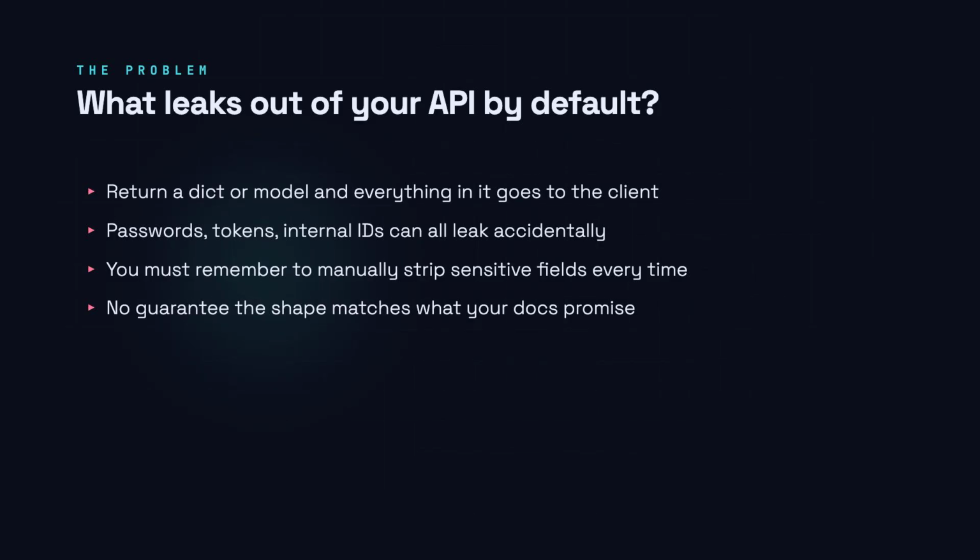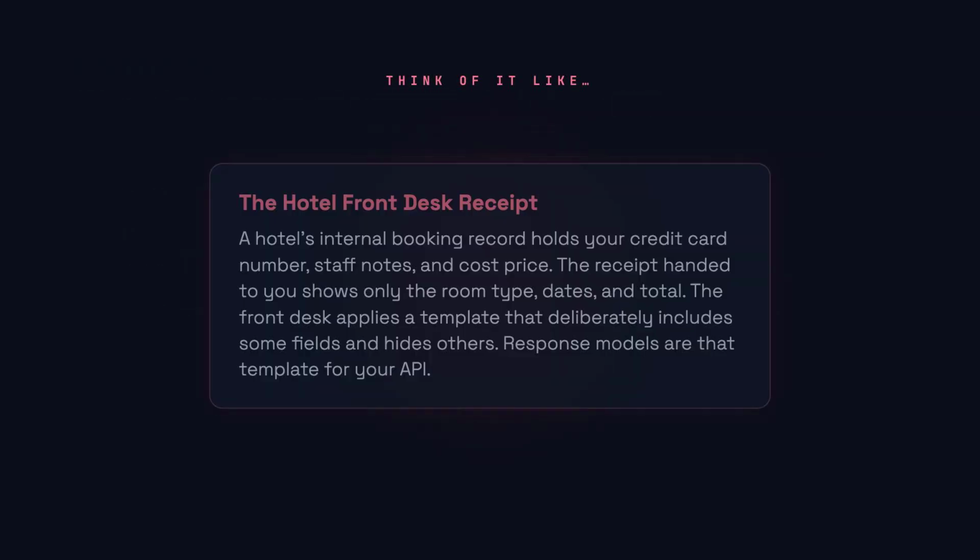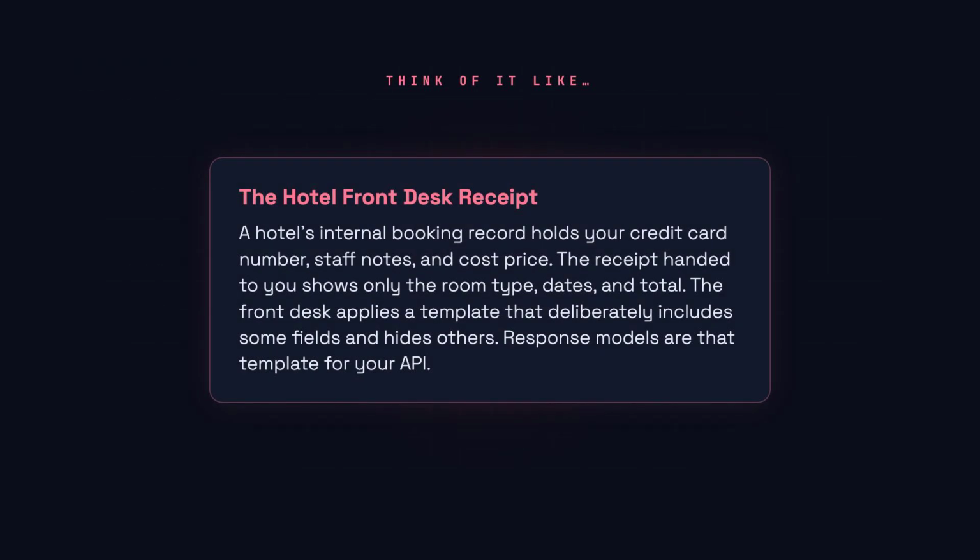wrong or missing. Think of a hotel's internal booking record. It contains the guest's full credit card details, internal staff notes, and the wholesale room cost, none of which should appear on the printed receipt. The front desk clerk applies a receipt template. Only the safe relevant fields make it onto the paper handed to the guest. A FastAPI response model works exactly the same way. It is the template that decides what leaves the building.